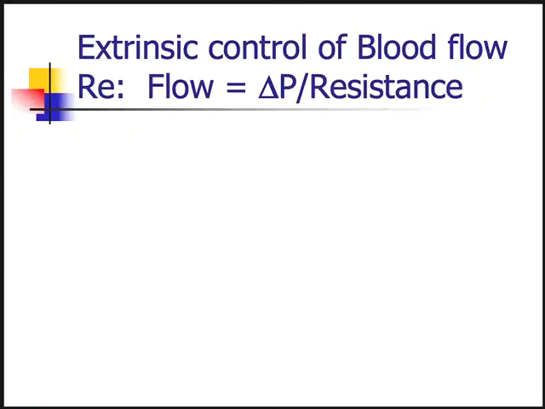So, part 2. The equation: flow is equal to pressure divided by resistance. So pressure and resistance will have opposite effects on flow. You're going to practice this with PhysioEx.